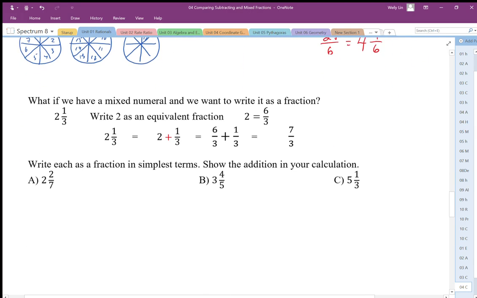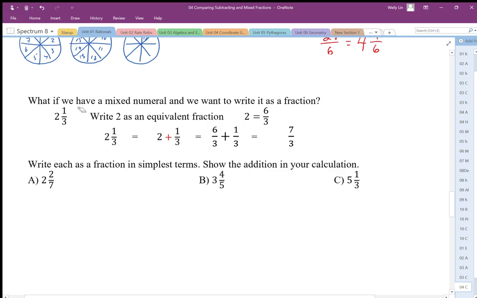So what if we have the other way around? We have a mixed number, which we don't like, and we want the improper fraction form of this. So how do I do 2 1/3 as an improper fraction?